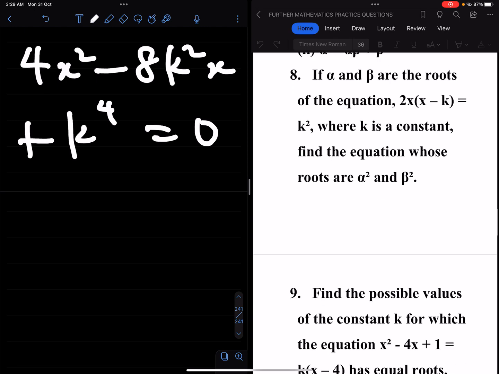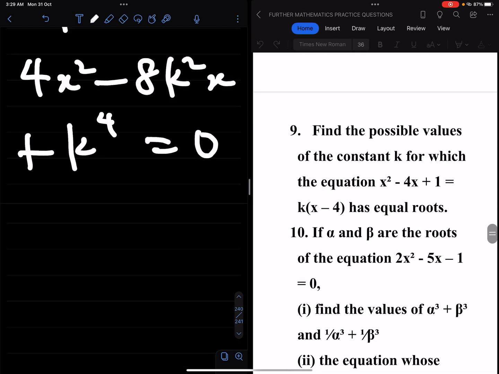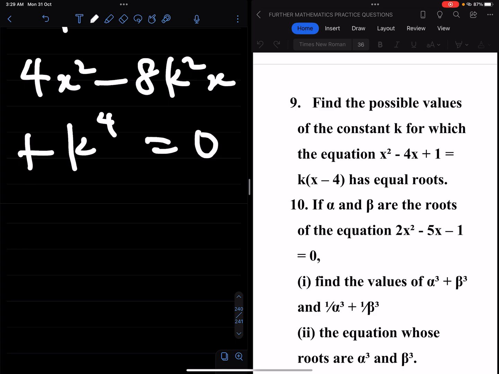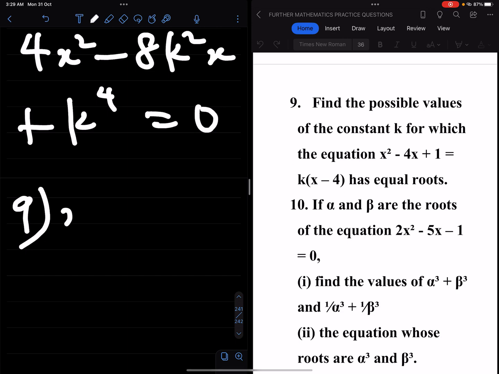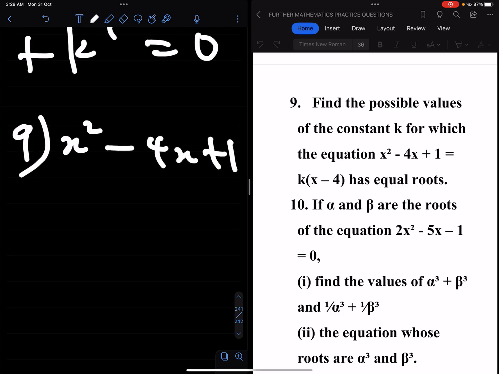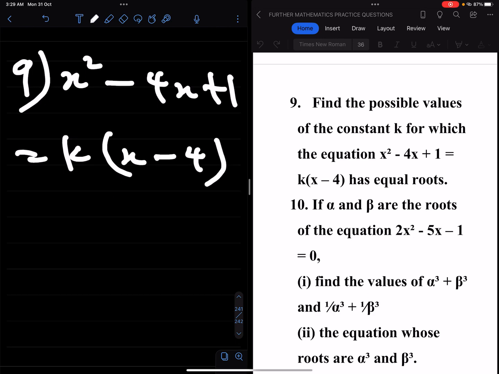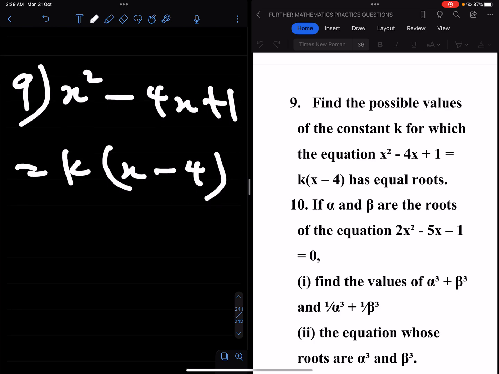Now we go straight to the next. That's number 9. Find the possible values of the constant k for which the equation x squared minus 4x plus 1 equals k into bracket x minus 4 has equal roots. That's the given equation. We want to find the values of k for which it has equal roots.